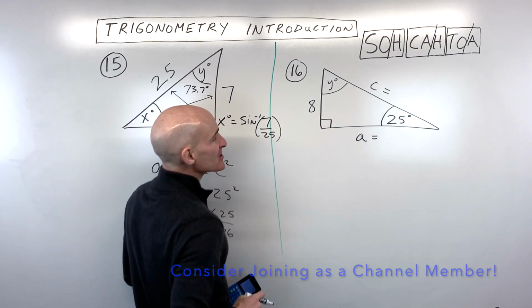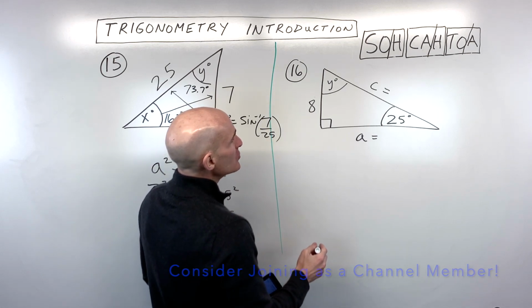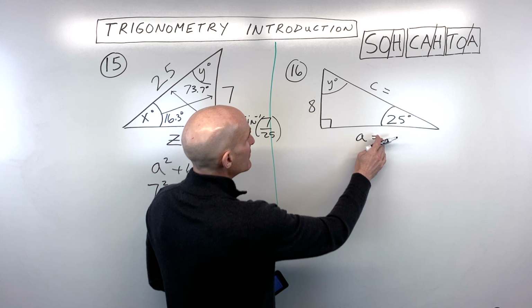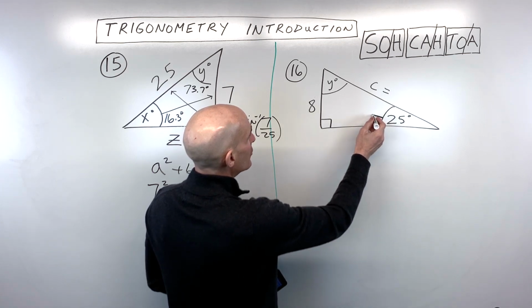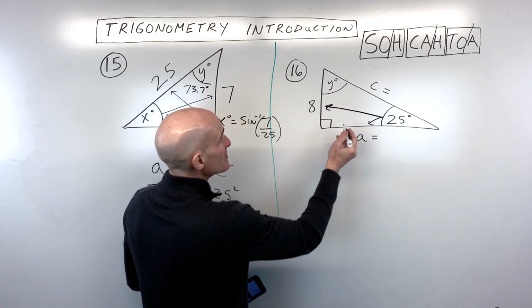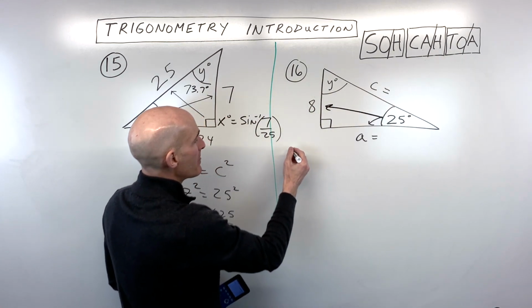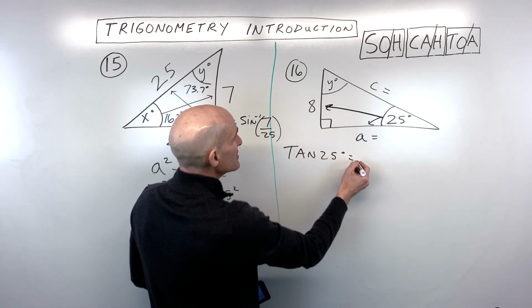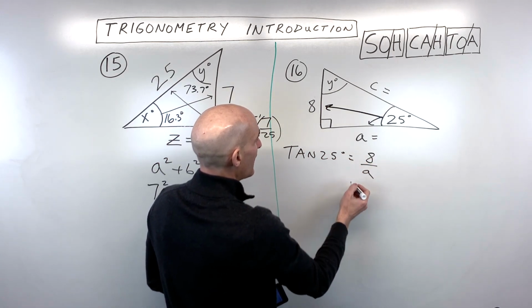Let's dive into number 16 here. So this one, what we're going to do is we're going to find out this side right here. And the way I'm going to do that is I'm just going to use this angle, this side, and this side. So that's the opposite and adjacent, which speaks to the tangent ratio, right? So we're going to say the tangent of 25 degrees is equal to 8 over a.